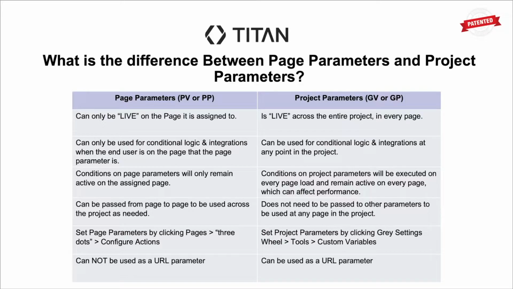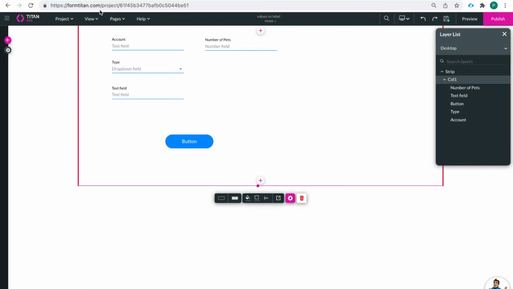Just bear with me. And then the last thing I want to talk about is that the page parameters cannot be used as a URL parameter, but the project parameters can be used as a URL parameter. So let's look at our Titan Web Builder and talk about where these page and project parameters are.